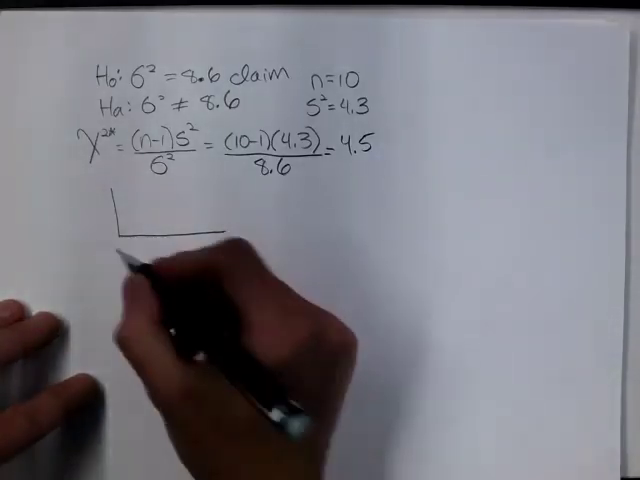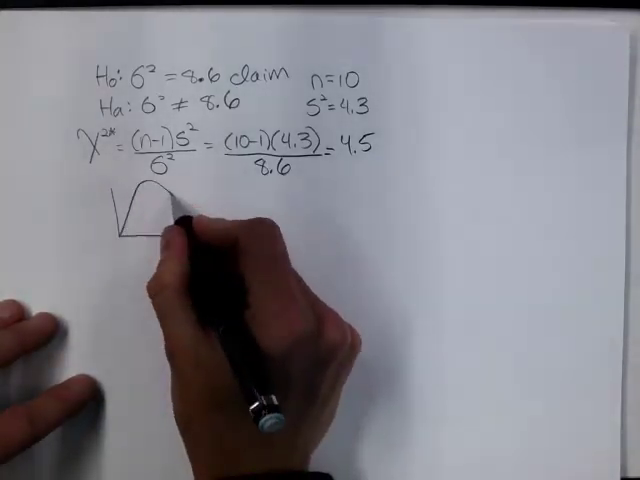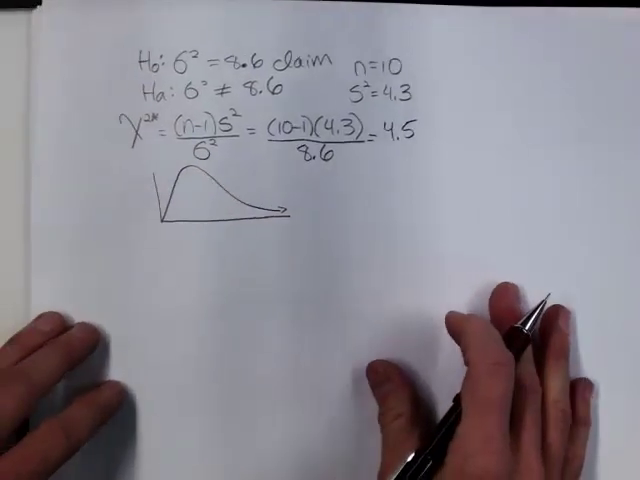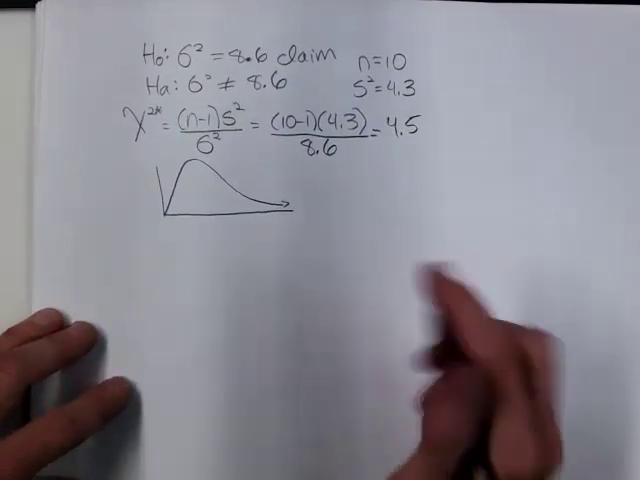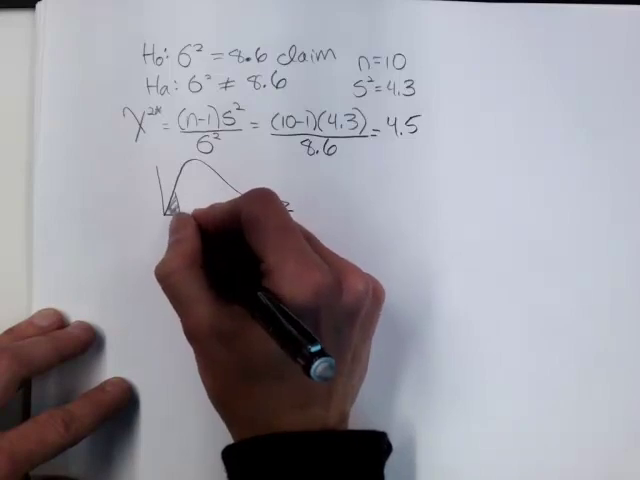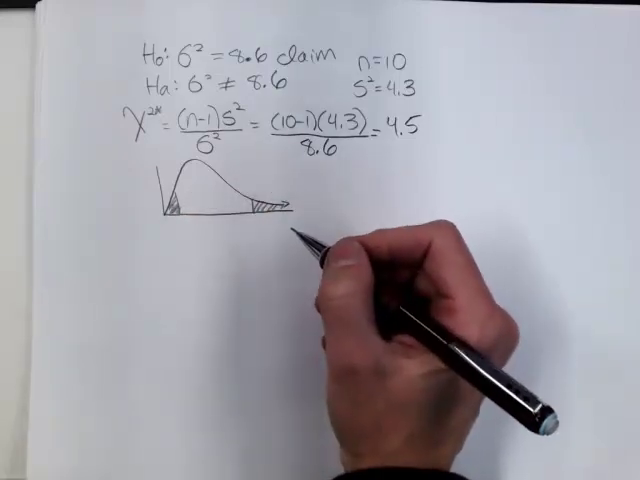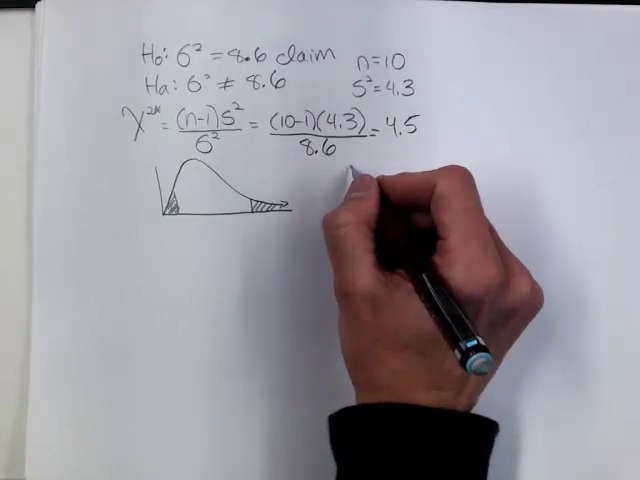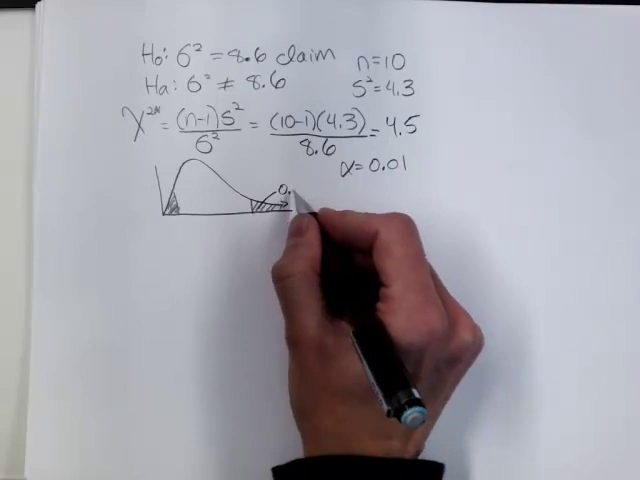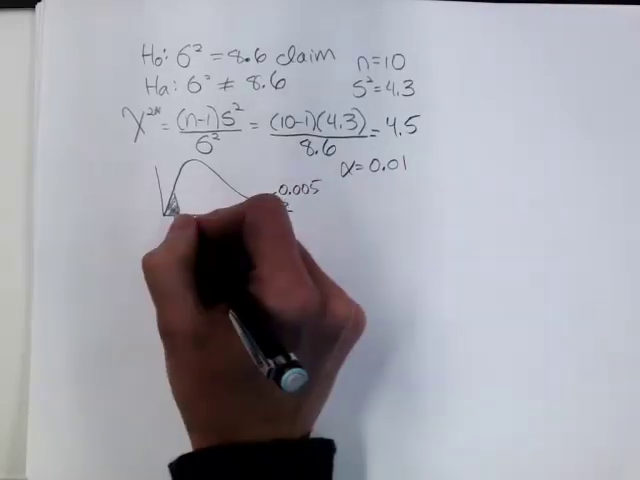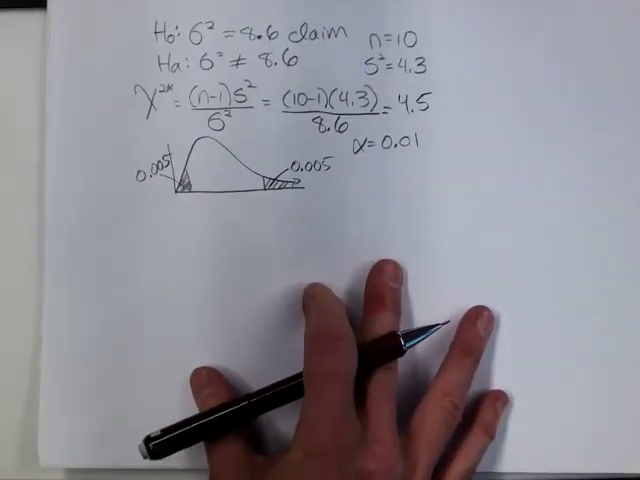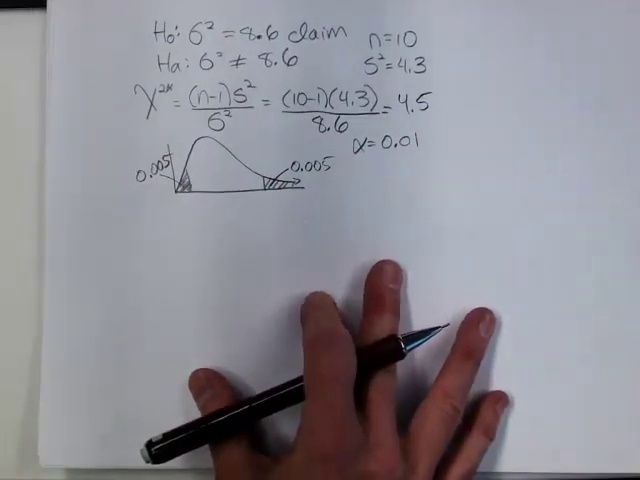So I need to sketch a distribution that's skewed right. We don't want to draw a bell curve in this situation. And I'm going to shade two areas of rejection. We're given that alpha is equal to 0.01, so I need to divide that in half. So I'd have 0.005 amount of area in each tail. Agreed?